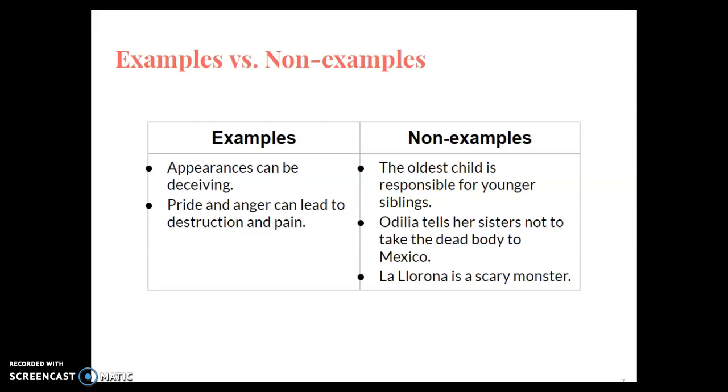Odelia tells her sisters not to take the dead body to Mexico. That's even more specific. That's not something that you can apply to your real life. That is not a real world message that you can take away. You might not encounter a dead body or know someone named Odelia, right?